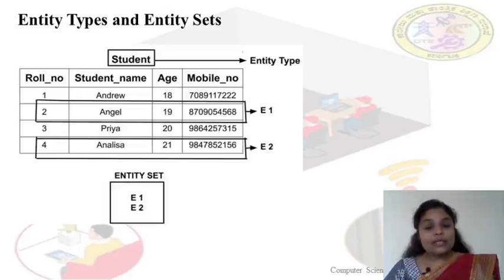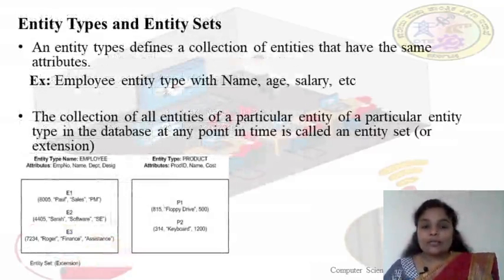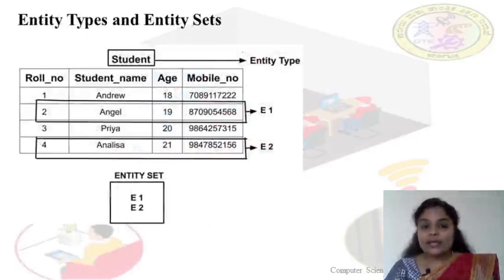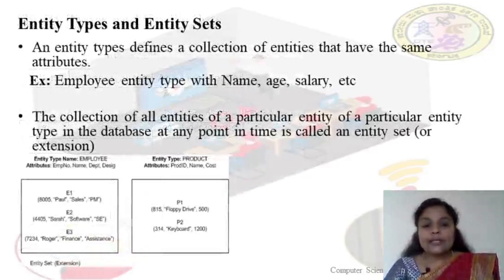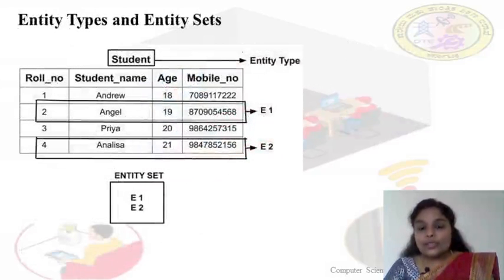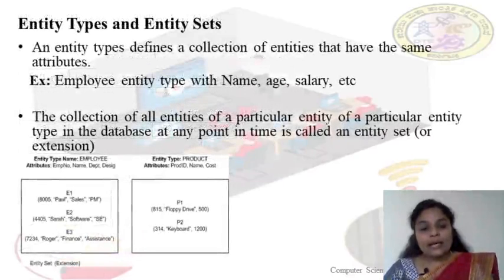Entity type is a collection, whereas an entity is a particular tuple, the data of a particular row. Let's go back to the definition. Here, the entity type is student. The entity type defines a collection of entities. What are the entities? Andrew, that row, is an entity. Angel is another entity, Priya is another entity, Annalisa is another entity. So an entity type defines a collection of entities that have the same attributes.